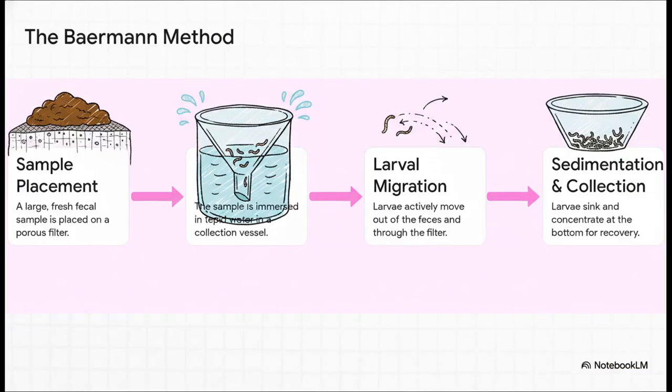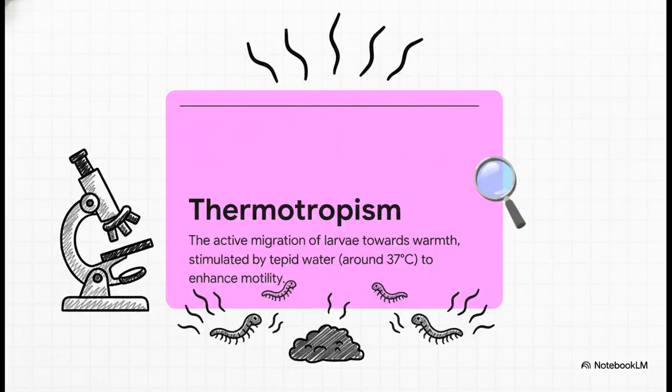The apparatus itself, it's just brilliantly simple. First, you take a large, fresh fecal sample, and let me tell you, using a large, fresh sample is absolutely key to getting good sensitivity. And you place it on a porous barrier, something like gauze. This whole thing is then set in warm water inside a collection vessel, which is usually a funnel. This setup is designed to encourage the larvae to actively migrate out of the sample, through that filter, and down into the water. Finally, they sink and get concentrated in a little collection chamber at the very bottom, making them super easy to recover. So what's the secret sauce here?